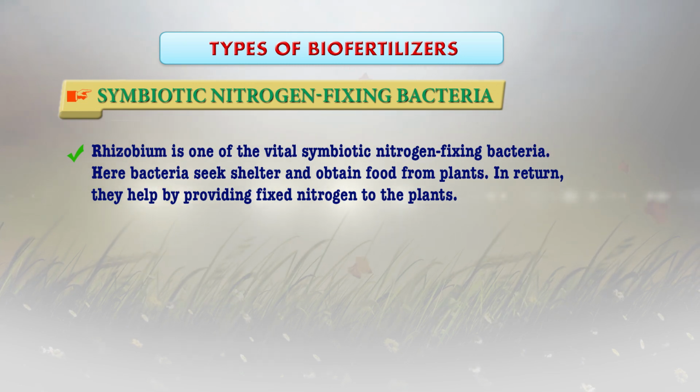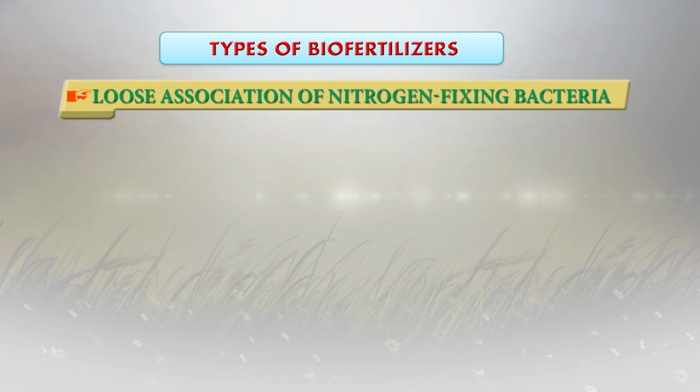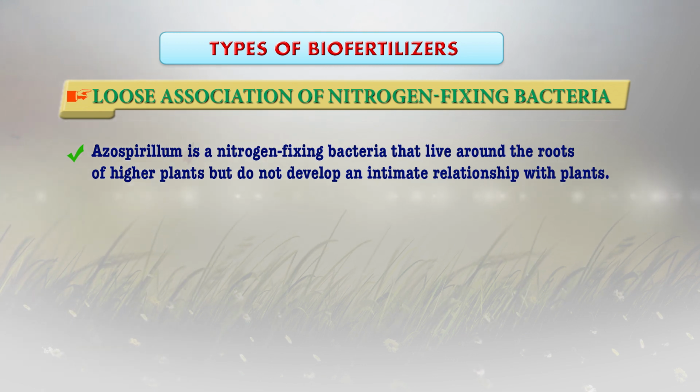It will seek shelter and also obtain food from the plants. Once it takes the food, it has to give something in return. That means it will help by providing fixed nitrogen to the plants. So, it is a natural process. The loose association of nitrogen fixing bacteria, for example Azospirillum, is another nitrogen fixing bacterium that lives around the roots of the higher plants, but does not develop an intimate relationship with the plants.